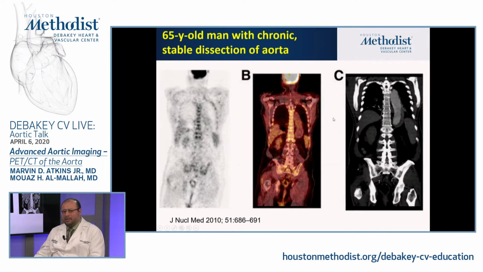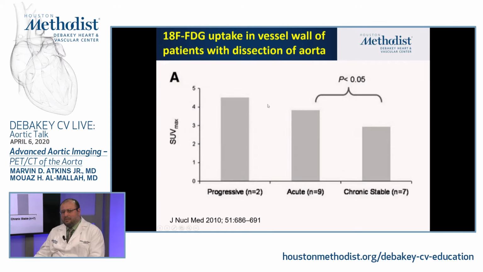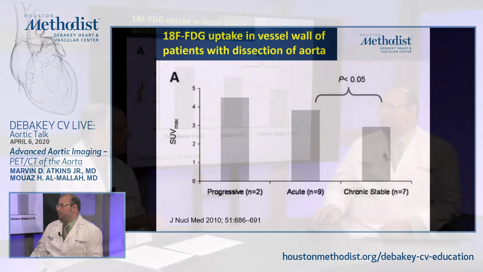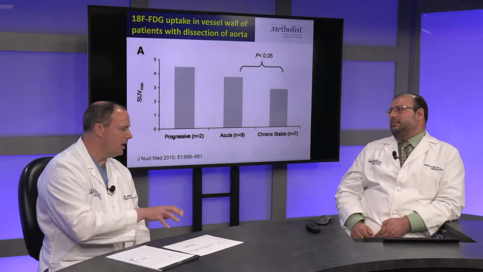And there are two ways to look at it. One of them is just the absolute number. And you can see here the SUV max in acute is actually higher than in those who are chronic stable. And among the two patients in this study who had the progressive type, they had the highest FDG uptake. Now, obviously, small study, but hopefully at one time we'll be able to determine which patients progress and which patients may not progress. I could definitely see that this would be useful in patients that have chronic renal insufficiency but are not yet on dialysis.